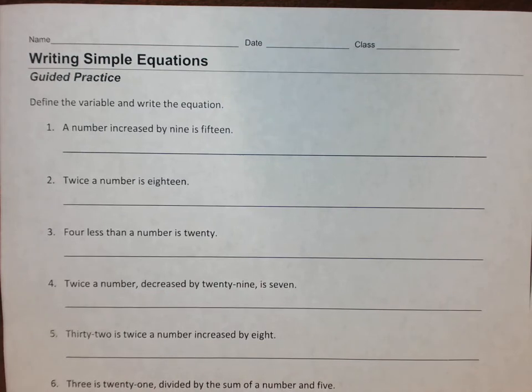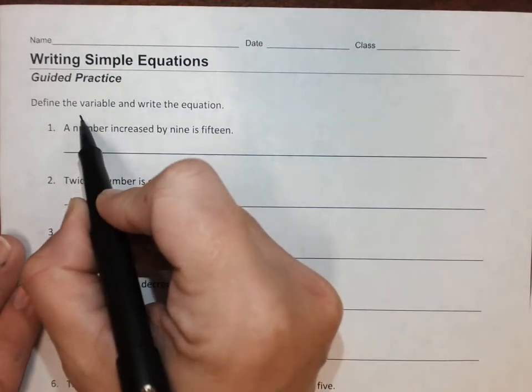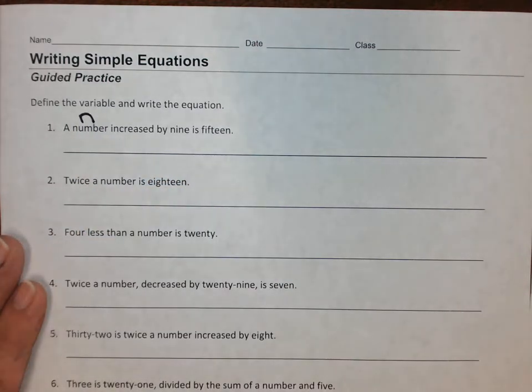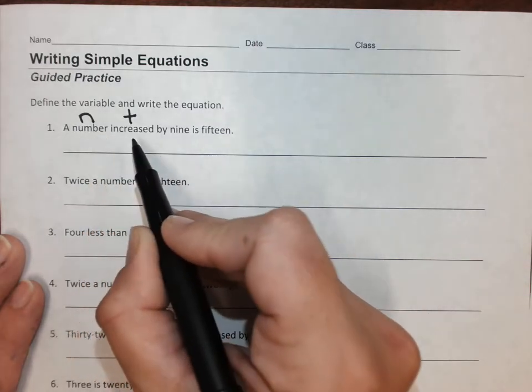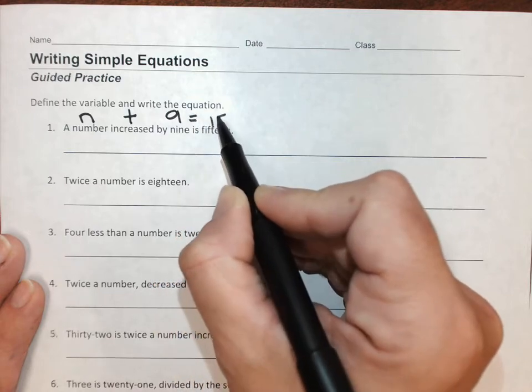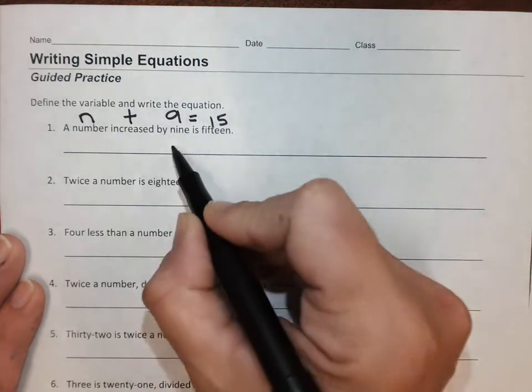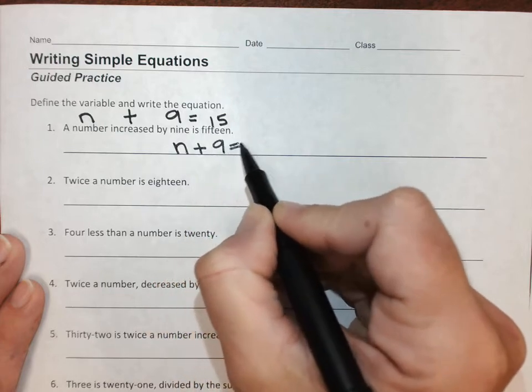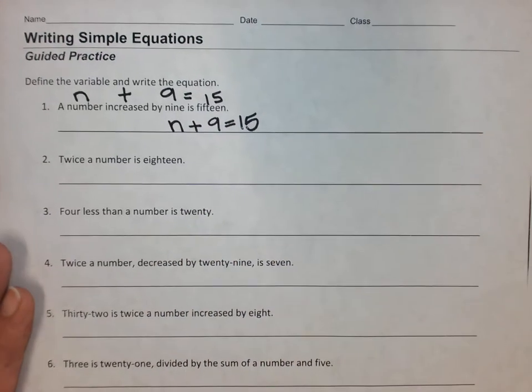Alright, we're going to define the variable and write the equation. Okay, so a number increased by 9 is 15. A number, we're going to define that variable as n. Some number, we're going to call it n. Increased, wouldn't that be plus? So some number increased by 9 is 15. There it is. n plus 9 is 15.